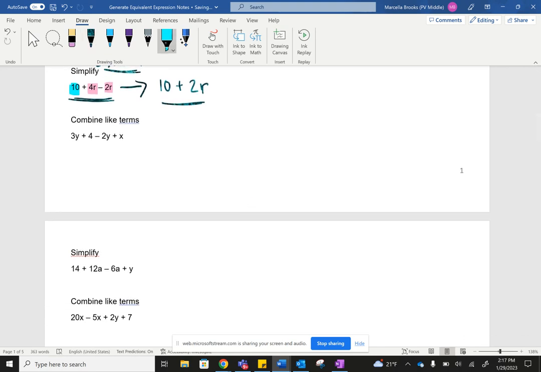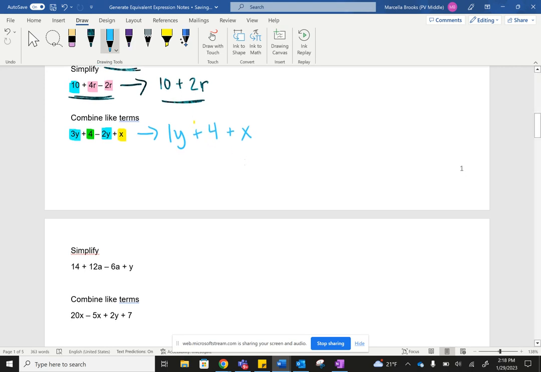So the next one has a few more terms. We have 3y and 2y. Those are like terms. Then we have 4. 4 doesn't really have a buddy. Then we just have x by itself. So we can combine our like terms. 3y minus 2y, because we have to look at that sign in front. 3y minus 2y is 1y. And then we have plus 4 plus x. 4 and x, we can't combine those, so we just simplified it. If you just want to write y plus 4 plus x, that would work also, because 1y and y are the same thing.